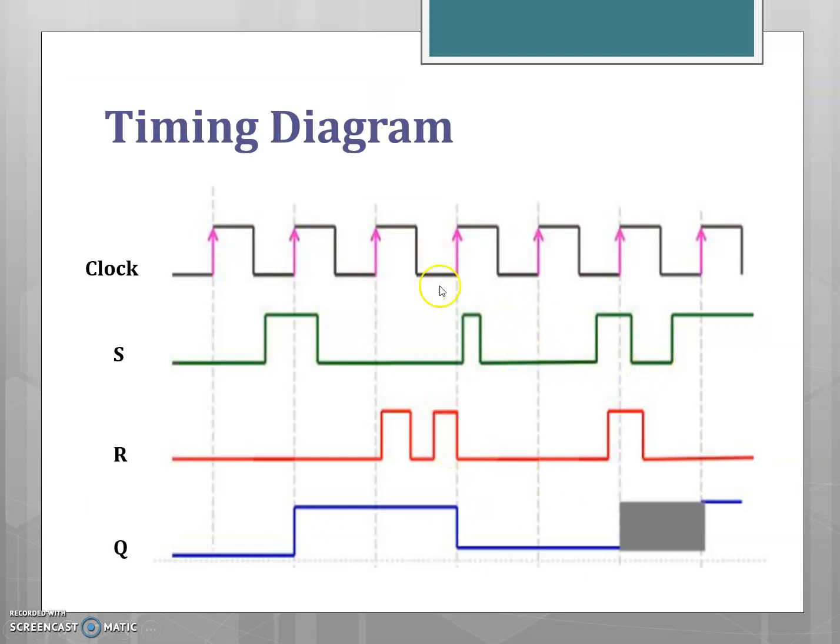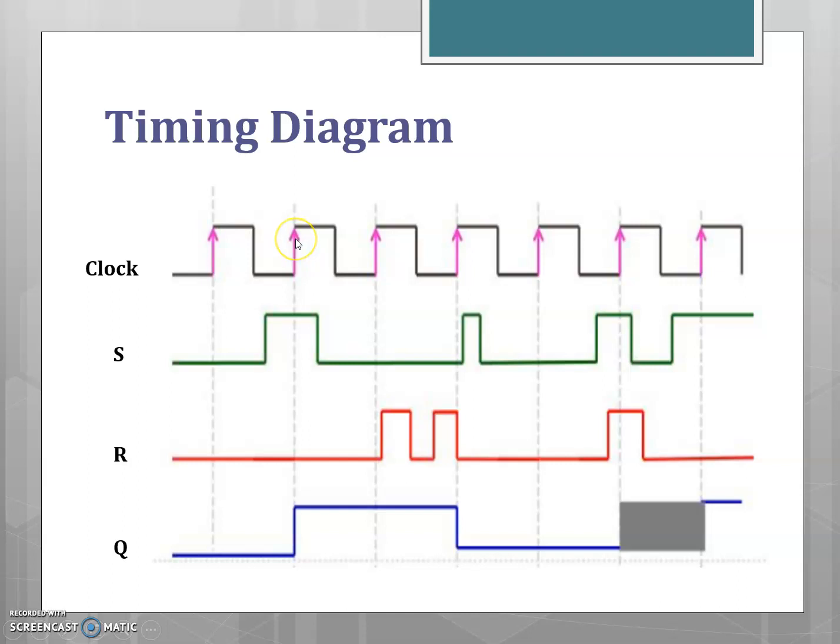This operation is expressed using a timing diagram. For the given S and R inputs, we will draw the diagram for the Q output. At the rising edge of the clock, for S equal to 0 and R equal to 0, it means the no change condition. So the output is the same as the previous value. Previously it was 0, so the output at this point is also equal to 0.